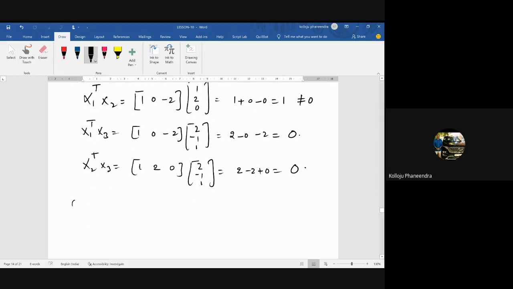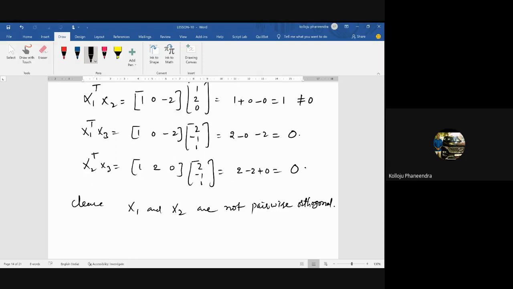Okay. Clearly x1 and x2 are not pairwise orthogonal. Is this clear? Up to here clear? All of you?